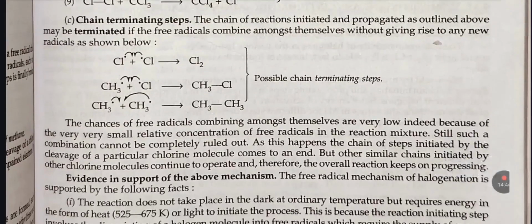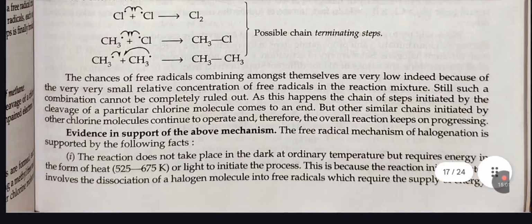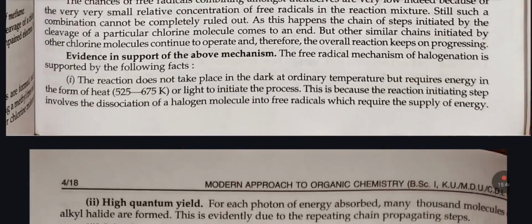Chain terminating steps. The chain of reaction initiated and propagated as outlined above may be terminated if the free radicals combine amongst themselves without giving rise to any new radical, as shown below. Possible chain terminating steps. The chances of free radicals combining amongst themselves are very low indeed because of the very small relative concentration of a free radical in the reaction mixture. Still, such a combination cannot be completely ruled out. As this happens, the chain of steps initiated by the cleavage of a particular chlorine molecule comes to an end, but other similar chains initiated by other chlorine molecules continue to operate, and therefore the overall reaction keeps on progressing.